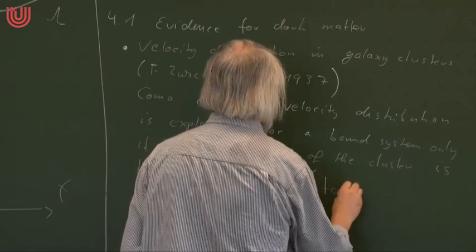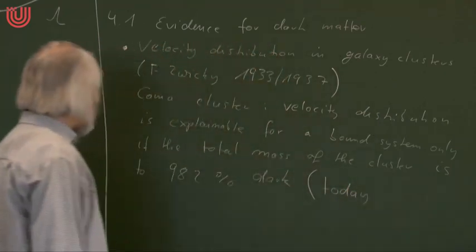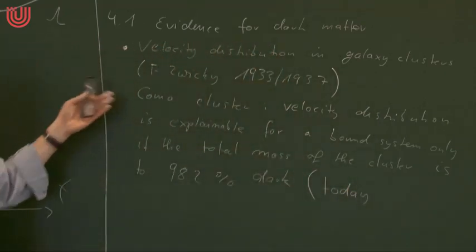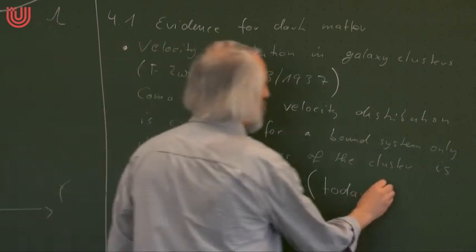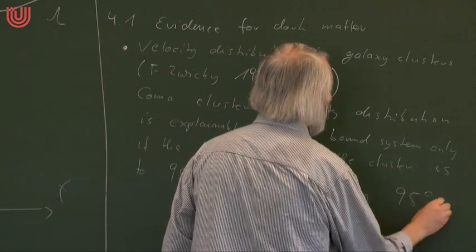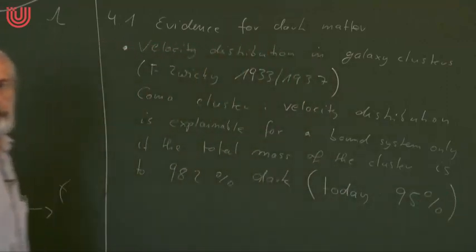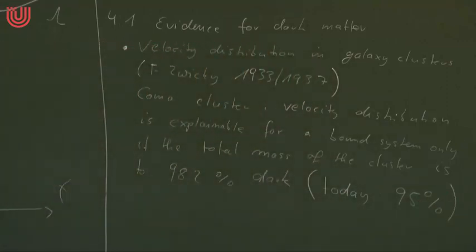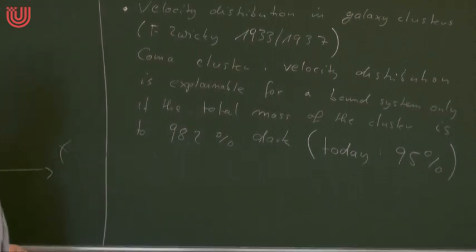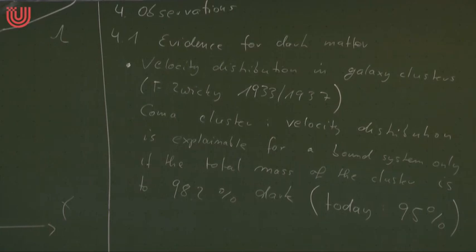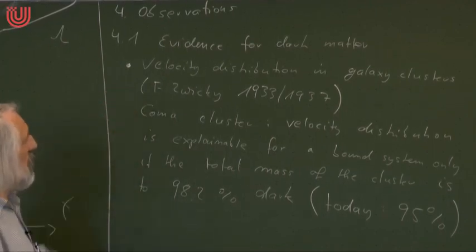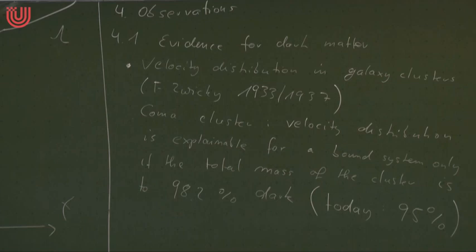The analysis Zwicky did was absolutely correct, but he just had the wrong number for the Hubble constant for estimating the distance. And today we believe that it's something like 95%, which is already fairly big. So this was the first evidence for the existence of dark matter.